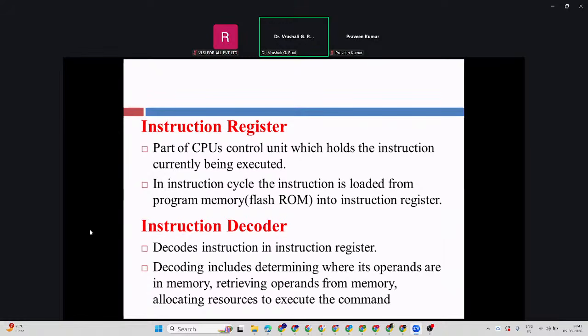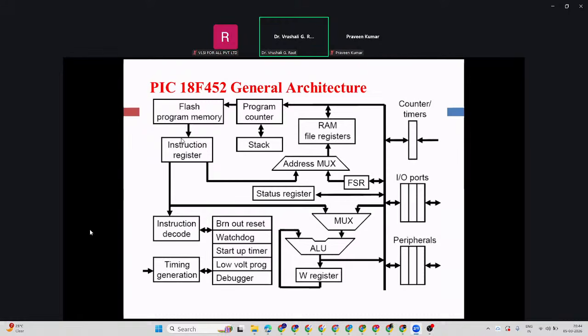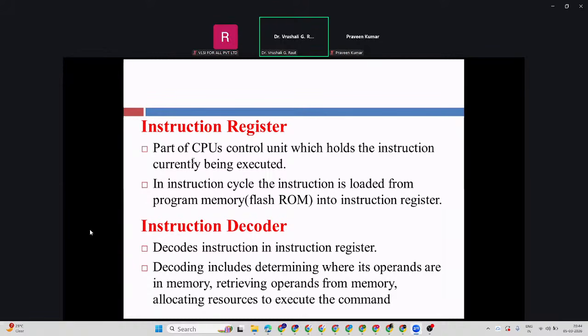Now, we have seen at the level of diagram, we'll check some theory points. So instruction register, part of the CPU control unit which holds the instruction currently being executed. That is the instruction register. Now, what is happening? I have to go back. Look, this instruction register I am talking about. I told you one by one instructions are coming here. So what is it holding? It is holding the instruction currently being executed.